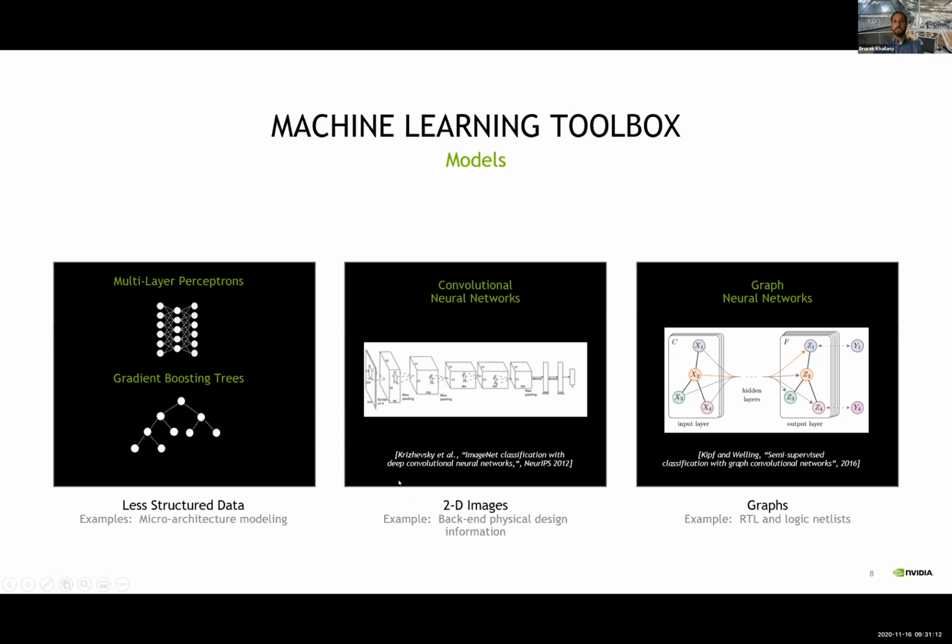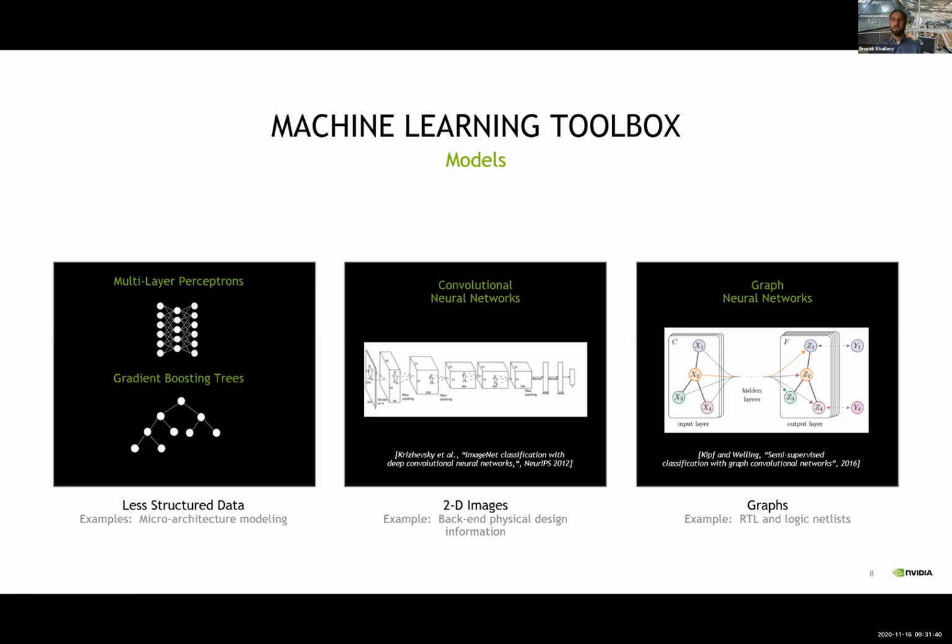So in EDA, the place where we have images is most often thought of in digital backend design, where after you go to placement, you can think of all of your data being laid out on this XY grid, and you can treat things as images, such as the paper we just saw on DRC classification earlier.